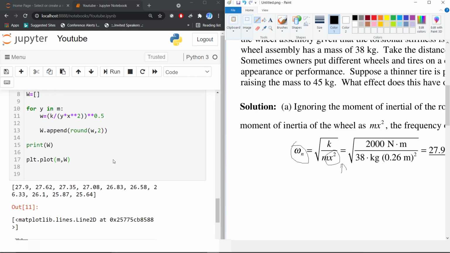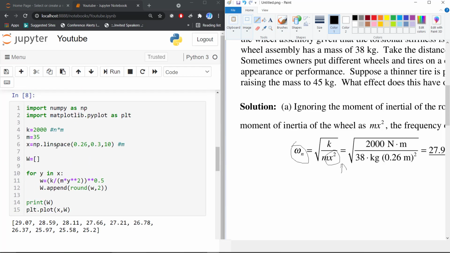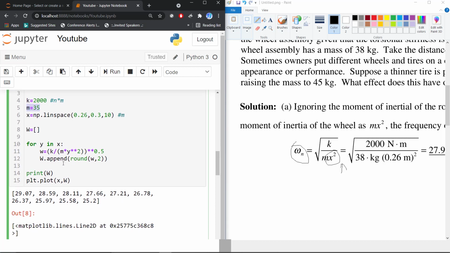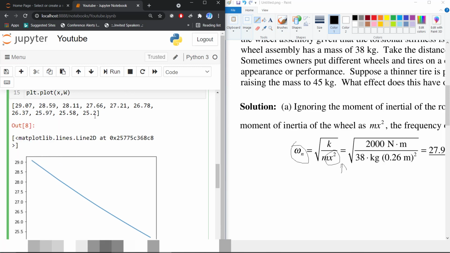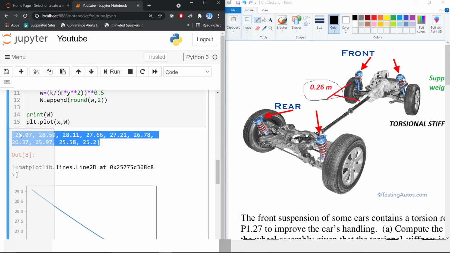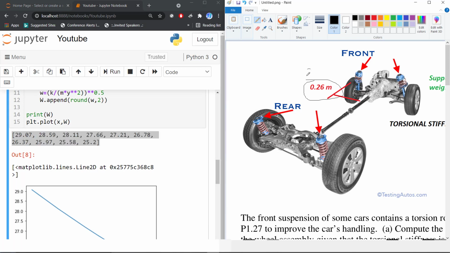So now we'll plot. I have already written my code. It is the same thing, but I kept m constant and x is equal to np.linspace from 0.26 to 0.3 meter in 10 divisions. You can see that with the increase of this x value, the natural frequency reduces to 25.2 when I increase this distance up to 0.3 meter, a change of around 0.04 meter, and it will reduce your natural frequency.